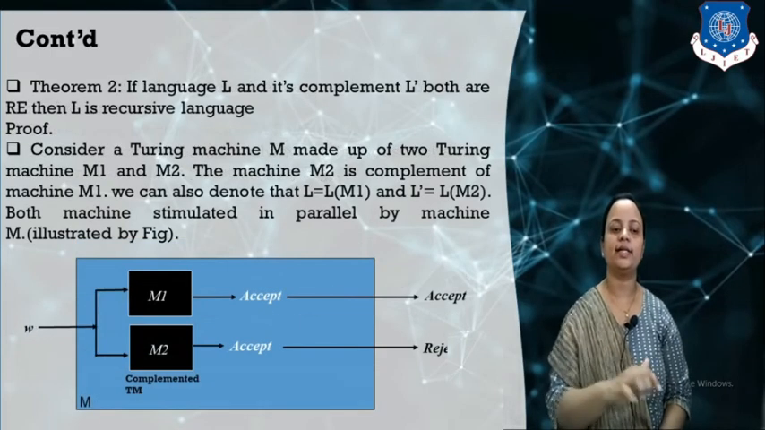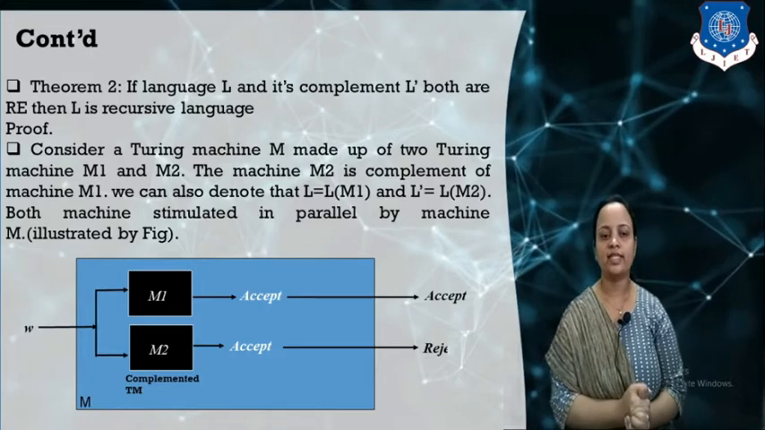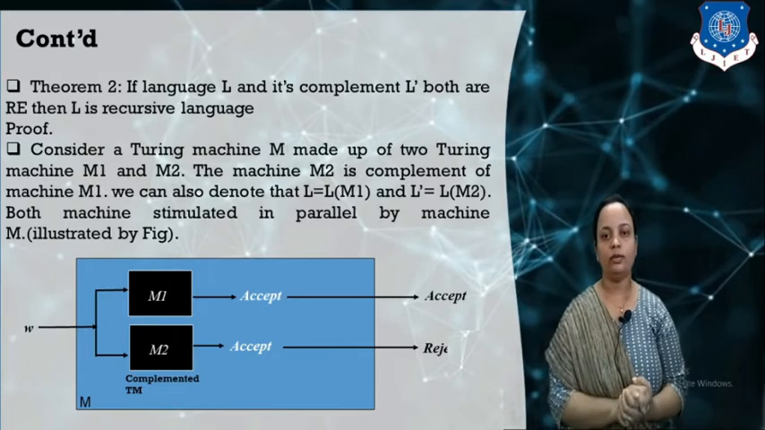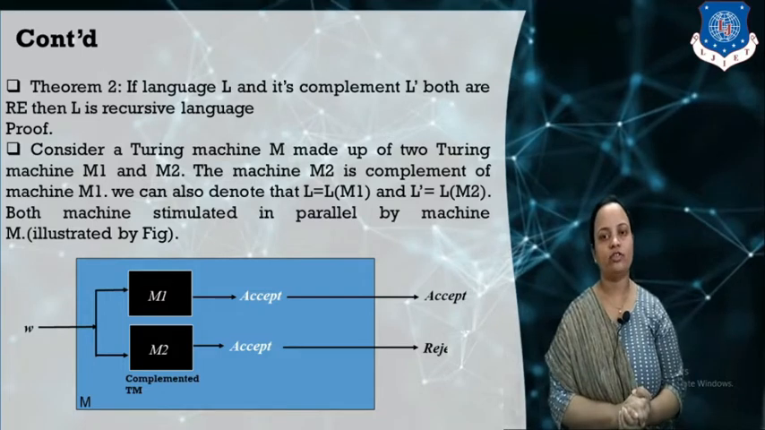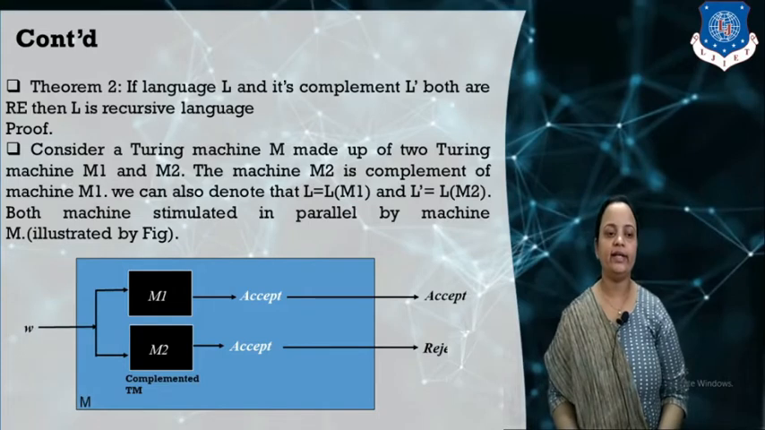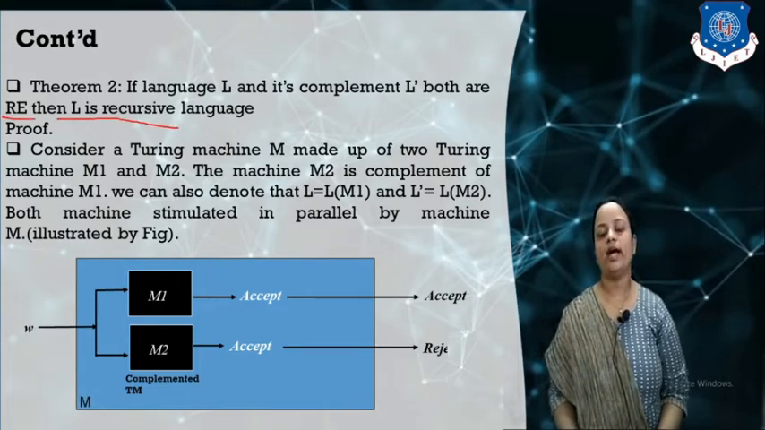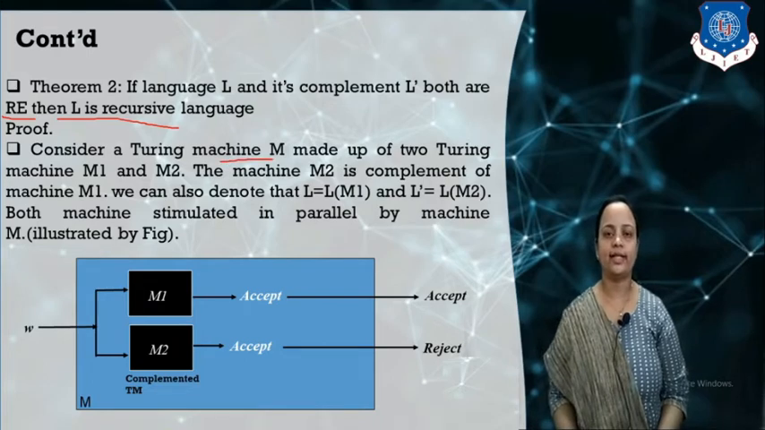Now move on to the next theorem. Theorem 2 says that if a language L and its complement L dash are both recursive enumerable, where RE means recursive enumerable language, then L is a recursive language. Now let us understand how it is possible. Let us understand this concept.